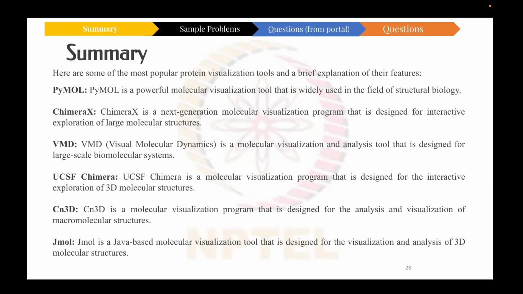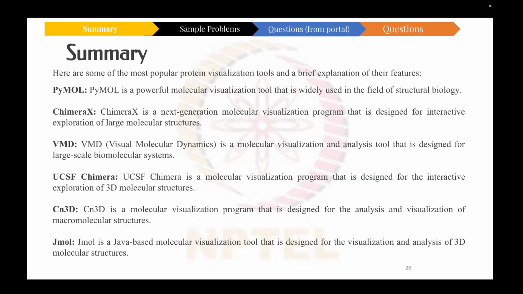Then we have ChimeraX, which is the next generation to Chimera, designed for interactive exploration of large molecular structures. It includes a wide range of features, including support for virtual reality headsets. Then we have VMD, another molecular visualization tool, designed for large-scale biomolecular systems. It includes advanced features such as support for multiple graphic cards, interactive molecular dynamics simulations, and scripting capabilities.